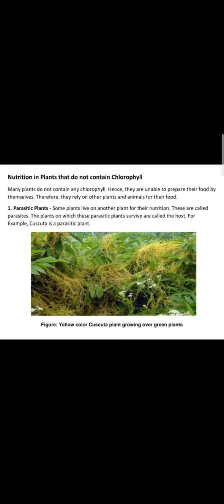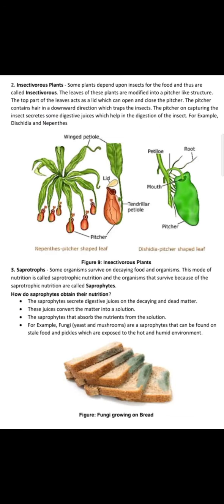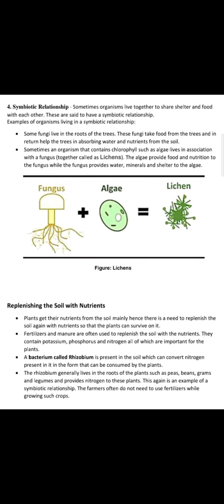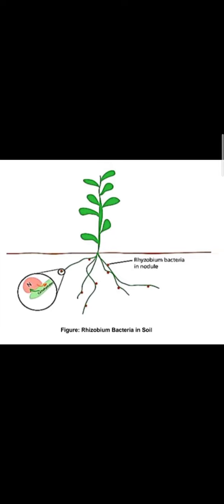Students, now let's quickly recap what we have read. Today we have read about plants that do not have chlorophyll, meaning heterotrophic nutrition. Heterotrophic nutrition has different types like parasitic plants, insectivorous plants, saprotrophs, symbiotic relationship, and most importantly how to replenish the soil's nutrients. And you have seen the pictures also.